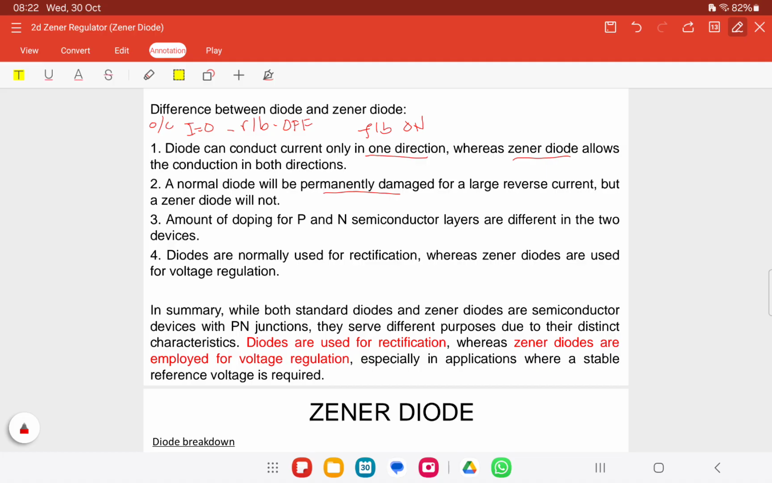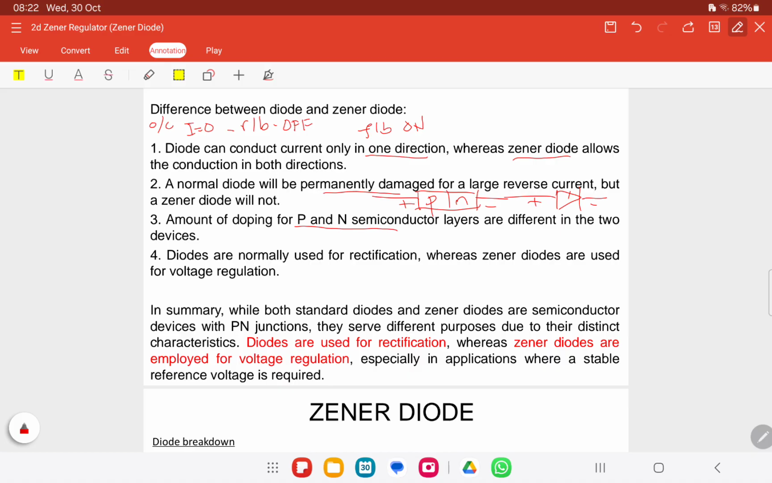Okay, and how do we get the Zener diode? Remember how we get the diode? A diode comes from P and N, right? We put P and N together, so this one we will get the diode, positive and negative. P is more positive and the N side is for electrons, negative, right?